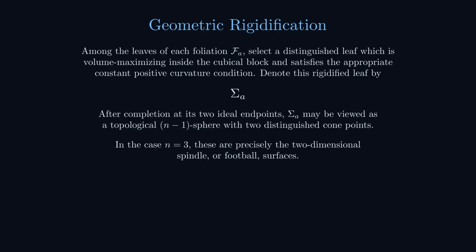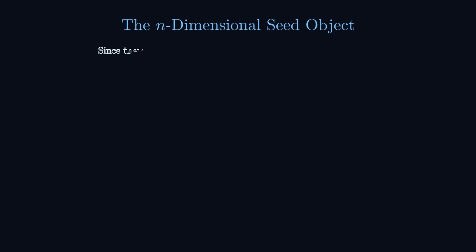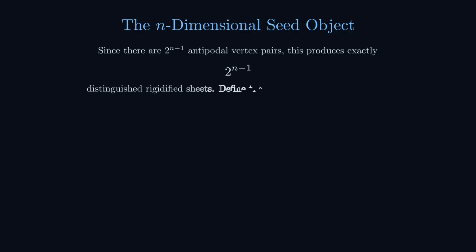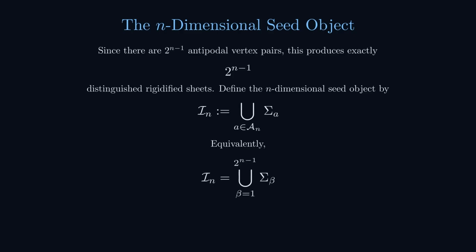After completion at its two ideal points, sigma may be viewed as a topological n-1 sphere with two distinguished cone points. For n equals 3, these are spindle or football surfaces. Since there are 2 to the n-1 antipodal vertex pairs, this produces exactly 2 to the n-1 distinguished rigidified sheets. Define the n-dimensional seed object by I sub n, defined to be the union of these sigma surfaces.